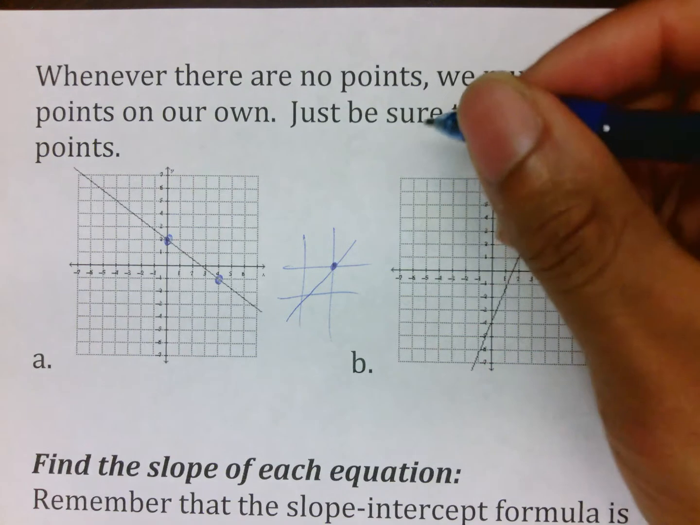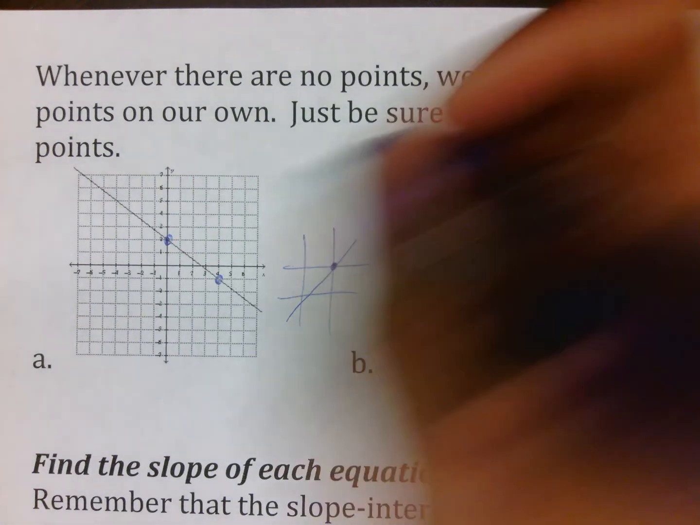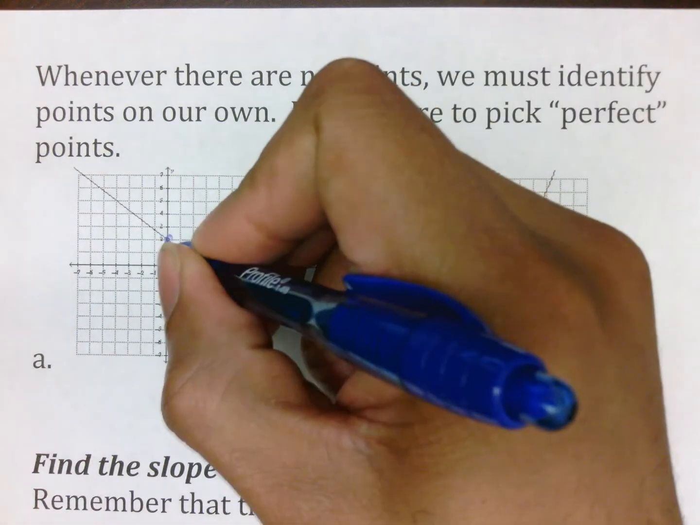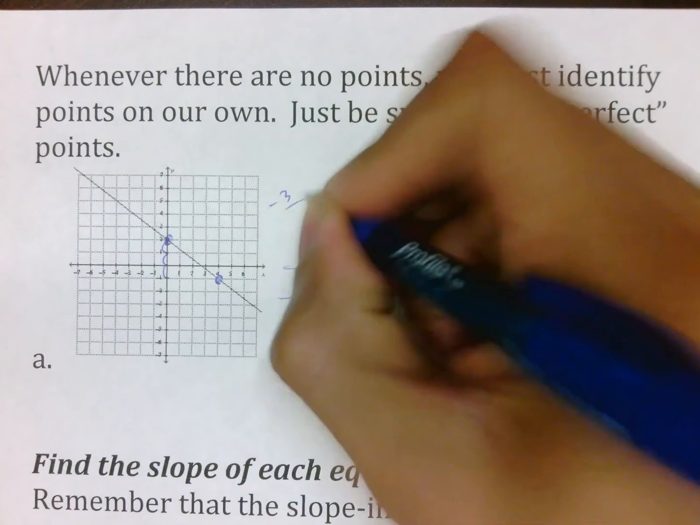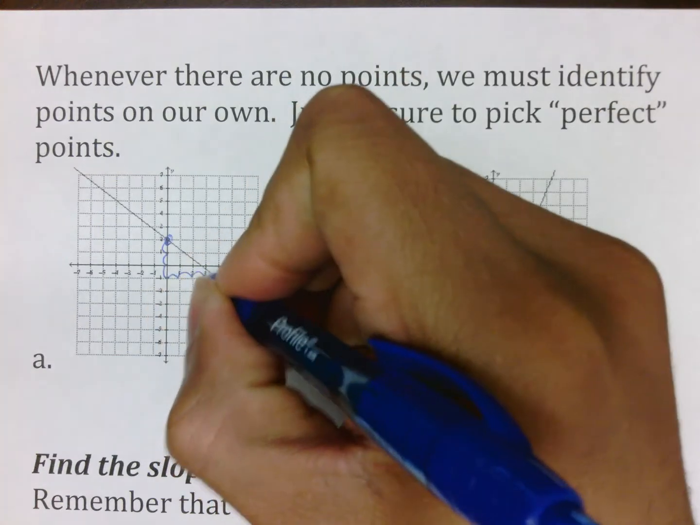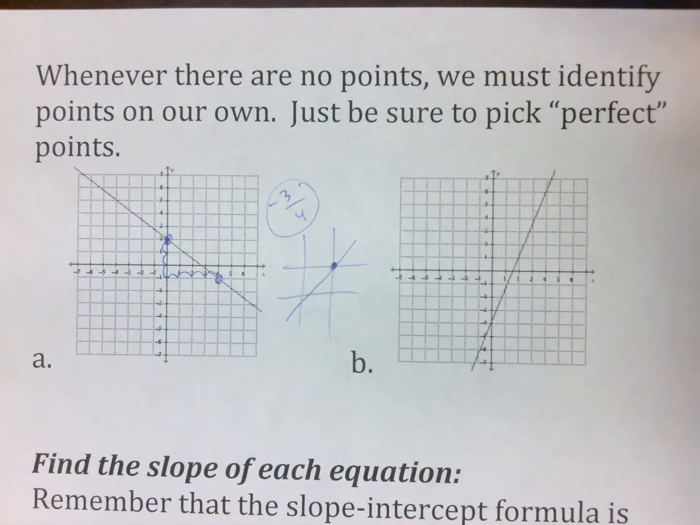And once you've created your 2 dots, you now can do the rise over run game, which is to go down 1, 2, 3, which makes it a -3, and then over 1, 2, 3, 4, which gives us a slope of -3/4. Alright.